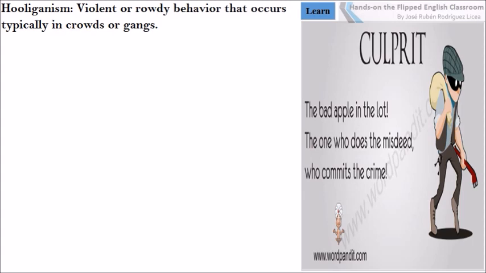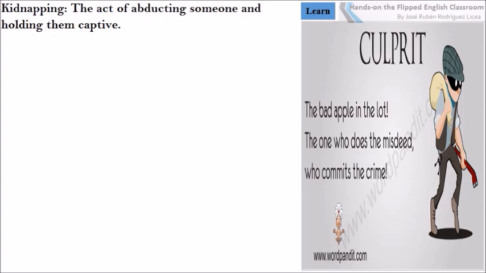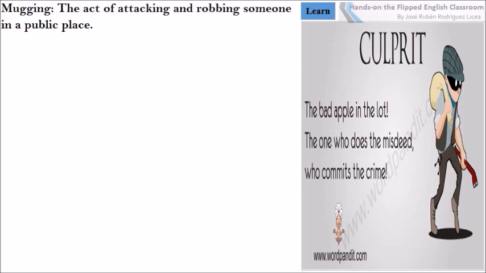Hooliganism, violent or rowdy behavior that occurs typically in crowds or gangs. Kidnapping, the act of abducting someone and holding them captive. Mugging, the act of attacking and robbing someone in a public place.